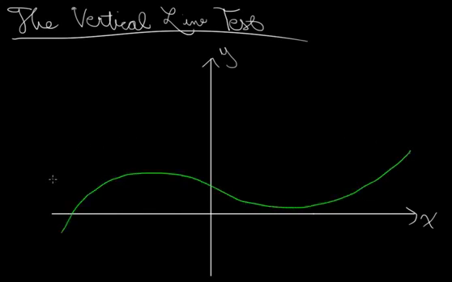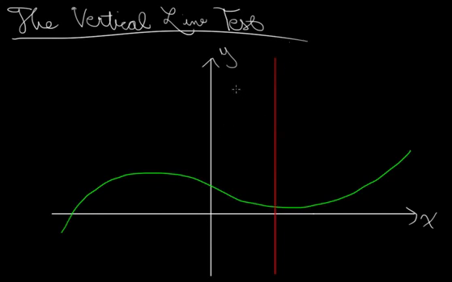Like that. The vertical line test says that a graph is a graph of a function if you can draw a vertical line through any point on the x-axis, the domain of the graph, and the vertical line does not intersect the graph twice. So if I draw a vertical line here, it only intersects the graph at one point. So as far as we know now, this graph is a function.